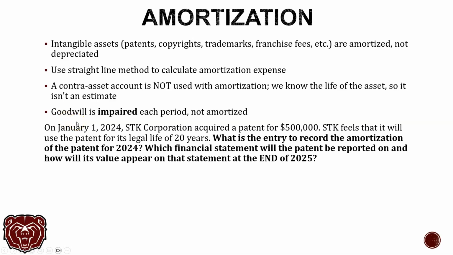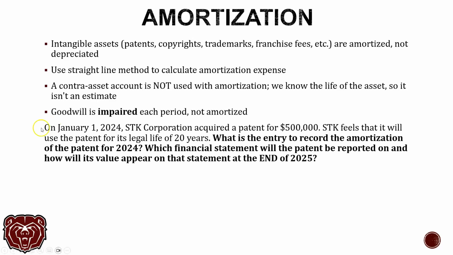Amortization is much like depreciation, except we use it for intangible assets. These are things like patents, copyrights, trademarks, franchise fees. Okay, we amortize them, we do not depreciate them. We will simply use straight line method to calculate any amortization expense, but we do not create a contra asset account. We know the life of the asset, so it's not an estimate, unlike depletion, unlike depreciation, right? There's not an estimate here. We have been told what the useful life of the asset is. So we know exactly how much it costs us each year, so we are simply going to expense it each year.